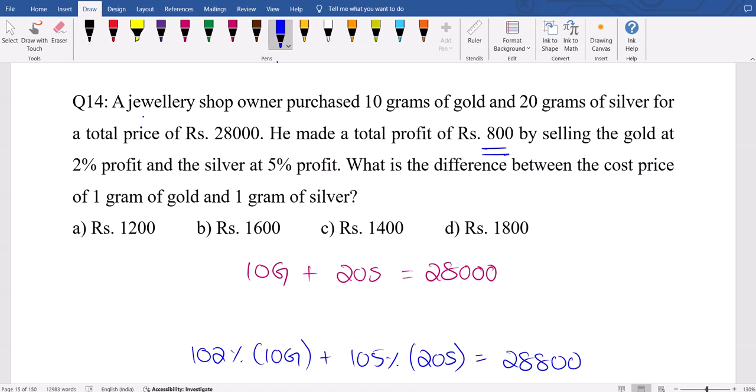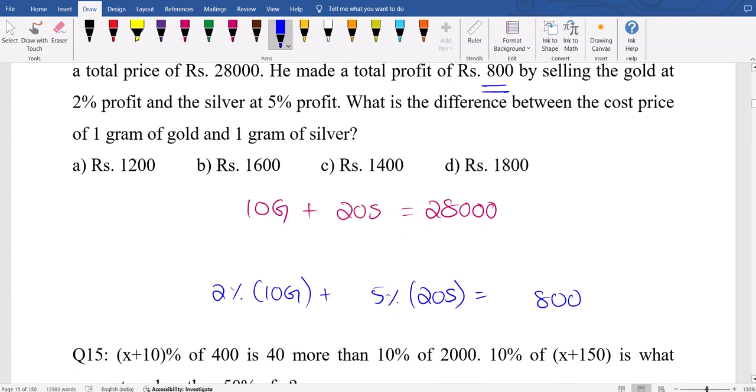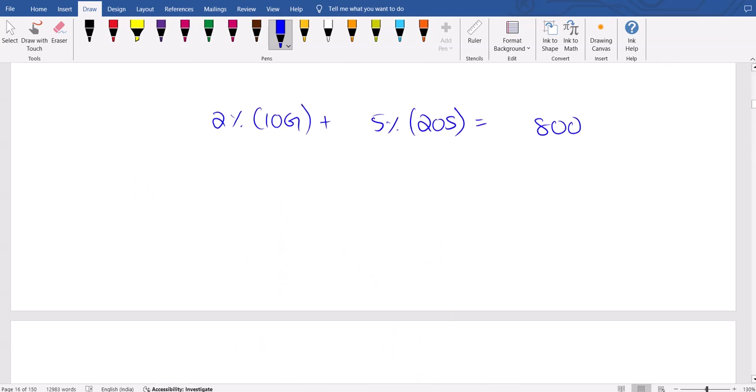Or else, if it is complicated for you, you can write 2% here, 5% here, 800 only, no problem. This is also okay, guys. 2% profit on gold and 5% on silver is giving 800 rupees profit for you. Right, so you can write like this also. Now it's simple equation solving.